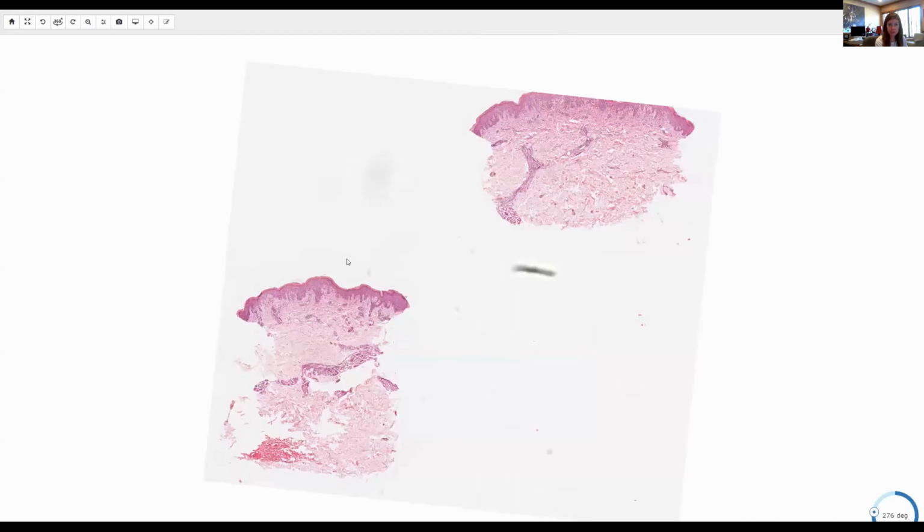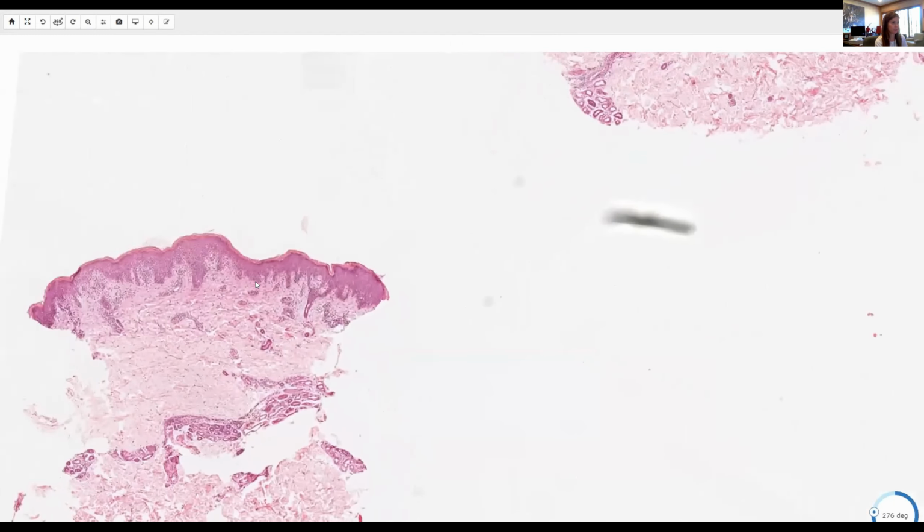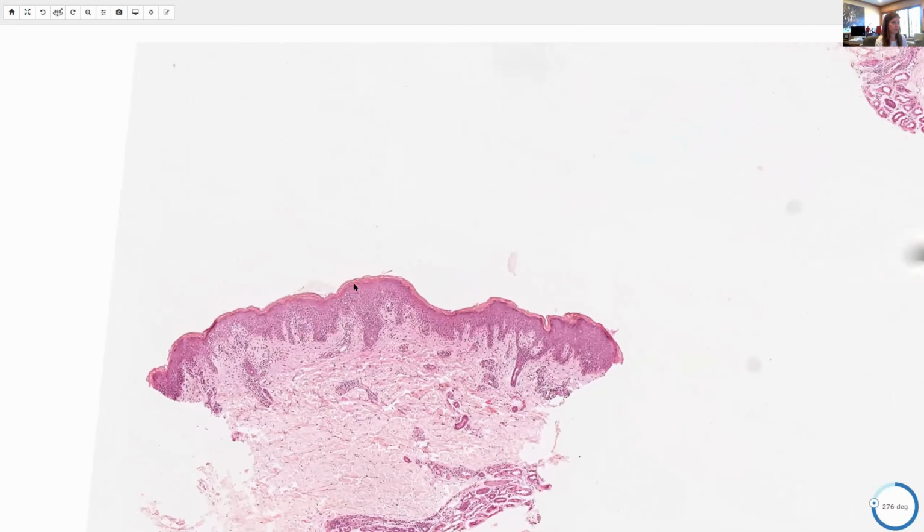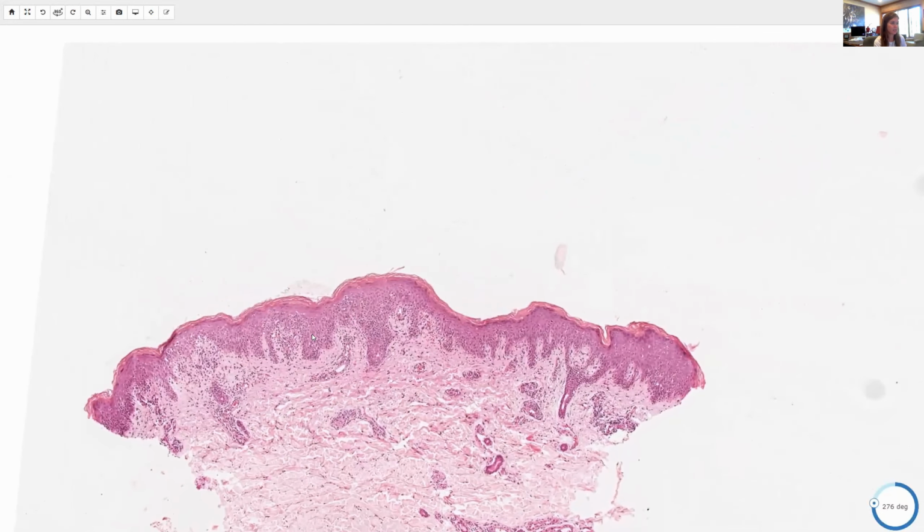And these cases are all courtesy of Path Presenter, so these other examples that I'm showing you. So thank you to the group there for sharing these cases with us.